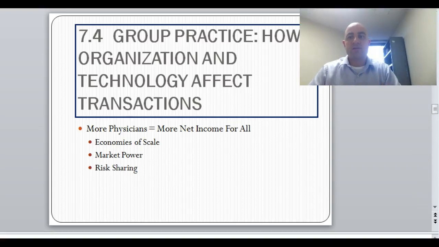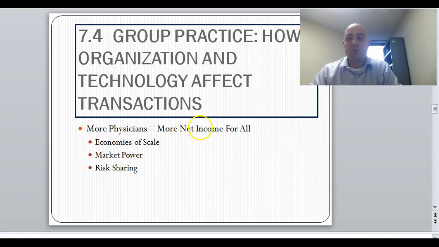When we talked about physicians, we talked about their salary. And one of the things that we noted was that in general, the more physicians that were within a group practice, the more money each one made. So let's revisit that and look a little bit deeper into that. So again, in general, the more physicians that are in a practice, the more net income, the more profits each one makes. So there's really three reasons for that.